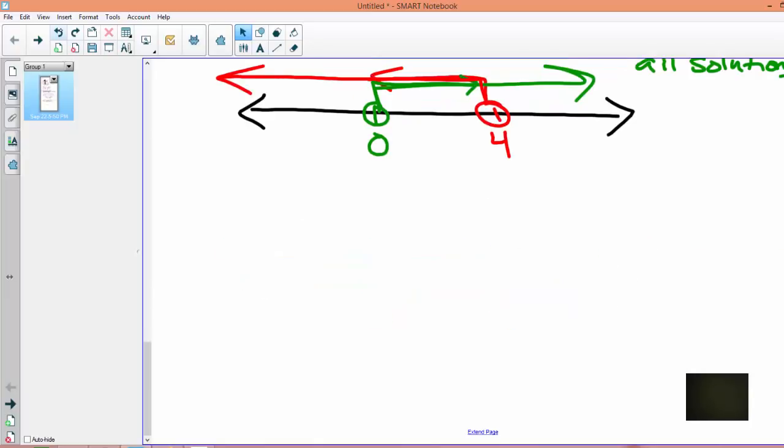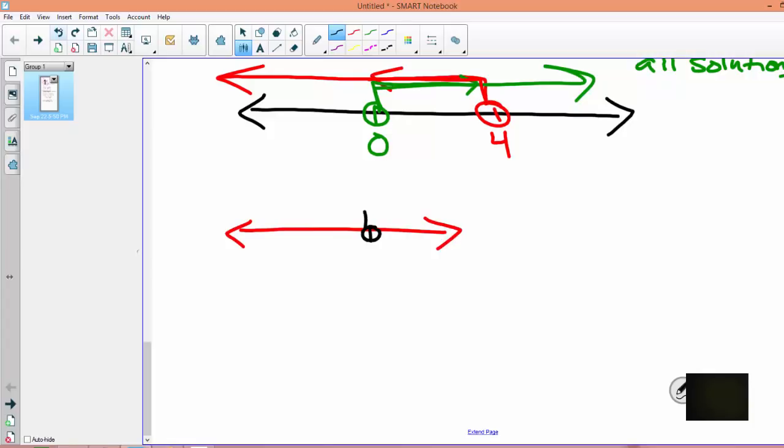Okay, now there's another weird thing. Let's say you have a number line and things are going in both directions. So you have something here and you have something here. Now, if the word is "and," you would just graph the black because where both of the colors are is where the black and above is.